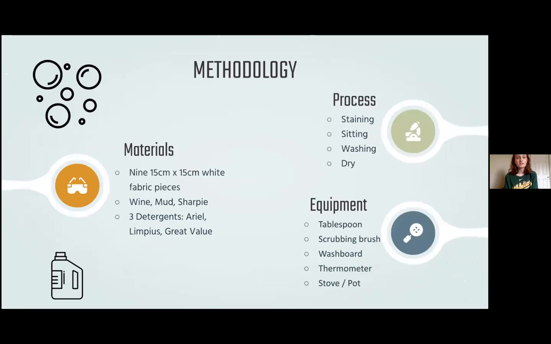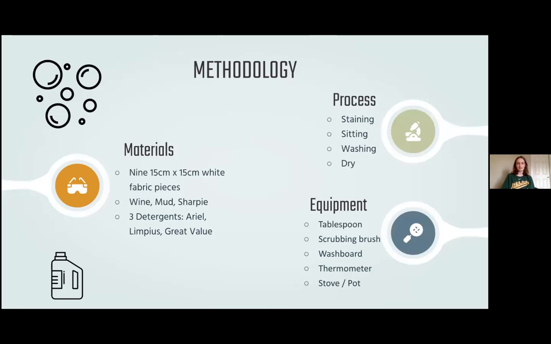All right, now moving on to the methodology. We began with the process where we had the stain, and then we let the stain sit for 24 hours. Then we washed them with the corresponding detergents that they were assigned, and then we let them dry overnight. The materials that we used were 9 15 centimeter by 15 centimeter white fabric pieces.